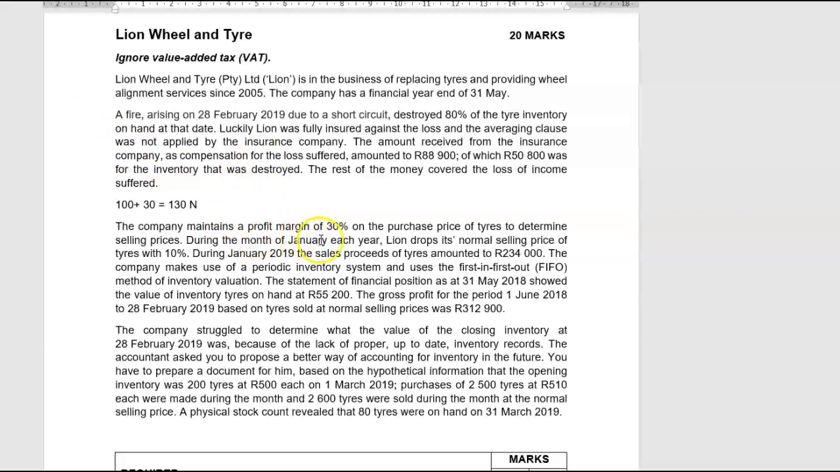During the month of January each year, Line drops its normal selling price of tires by 10%. So if the normal price is 130 Rand, what is 10%? 10% equals 13 Rand. So what was the selling price with the special sales? It was 130 less 13, which gives us 117. And that was the selling price.